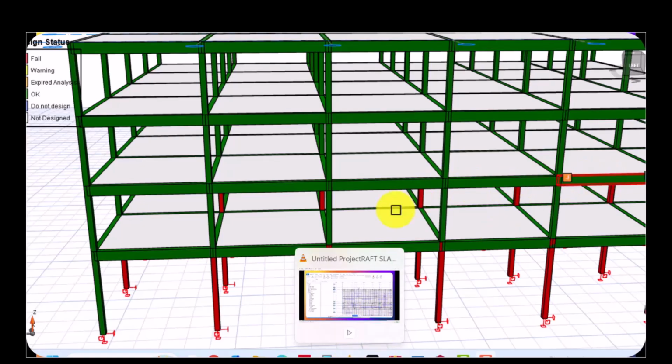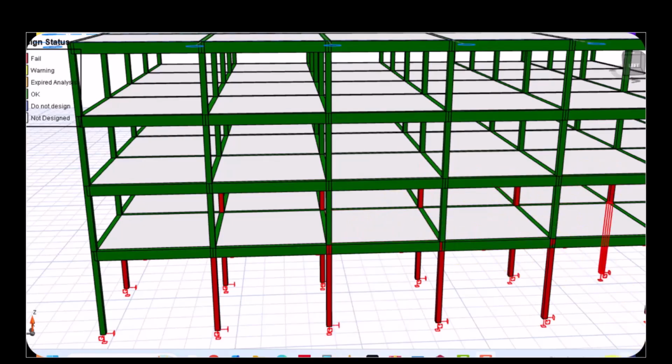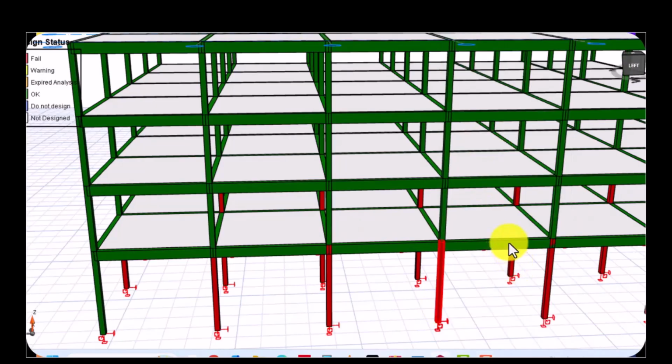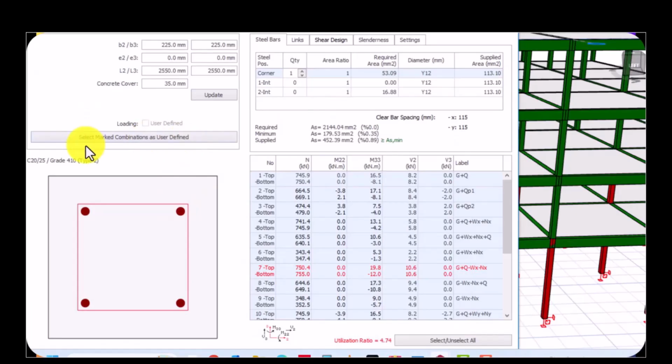Okay, let's look at this. Let's take this column for example, on that section design, and let's wait for the load. Okay, so we can see that this column surely failed. And what's the cross-sectional area we're looking at here? We are looking at 225 by 225.